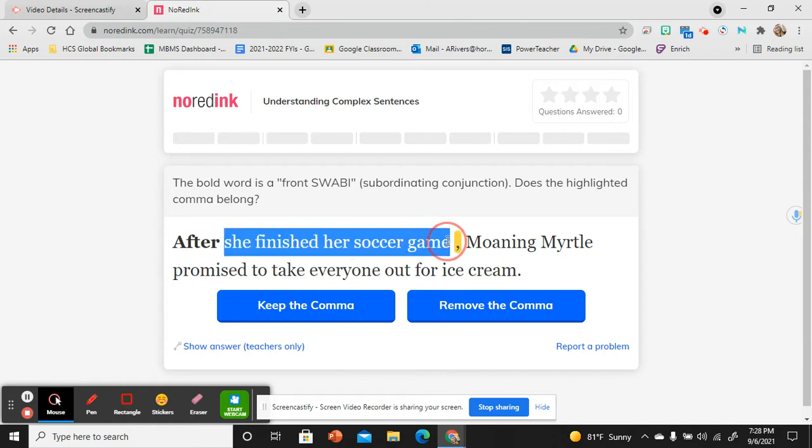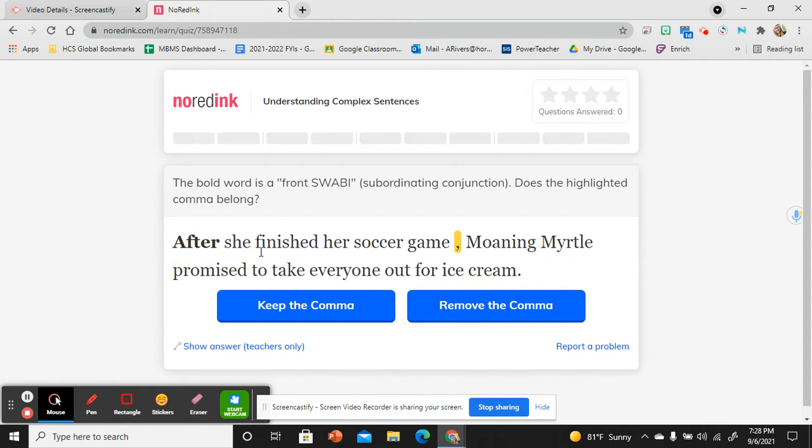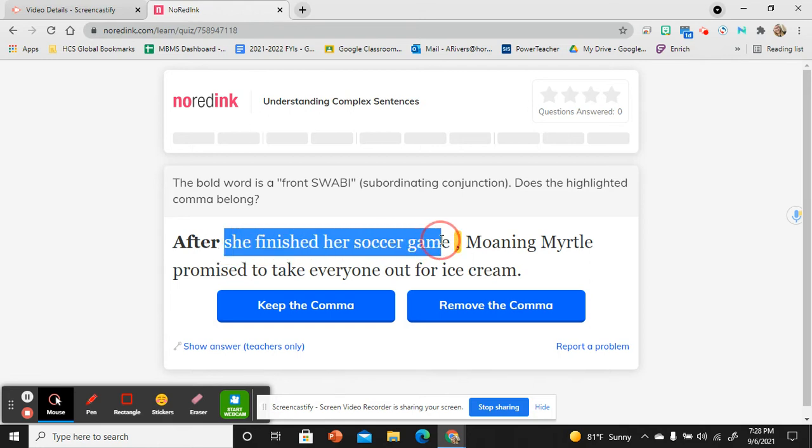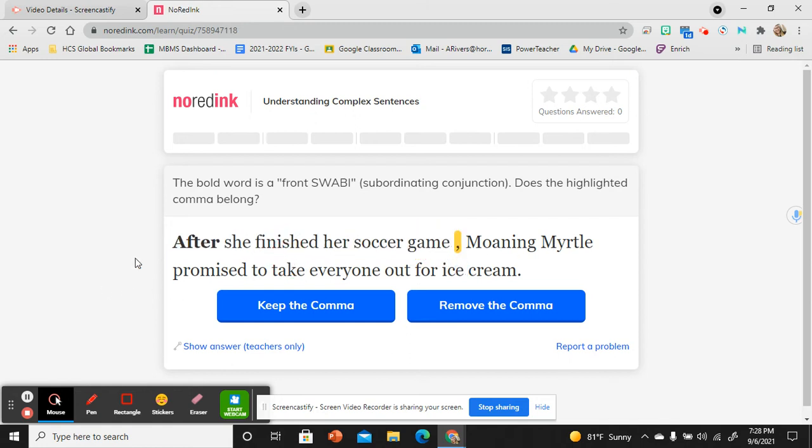So this is technically independent right here. And after the independent clause, we will have a comma. So after, that's our SWABI, she finished her soccer game. That's our independent clause, comma, Moaning Myrtle promised to take everyone out for ice cream. So after she finished her soccer game, comma, Moaning Myrtle promised to take everyone out for ice cream. Our comma does belong here because this SWABI is at the very beginning of the sentence.